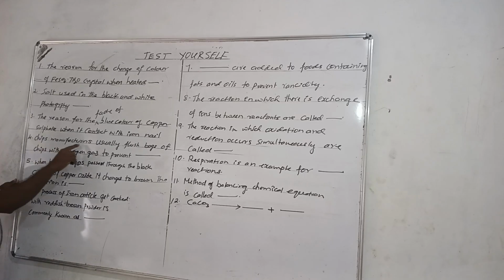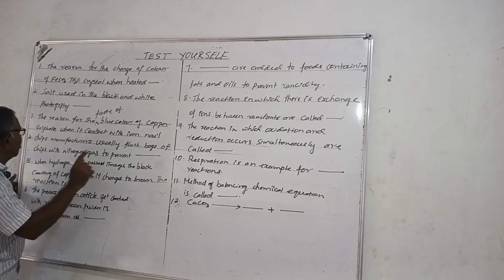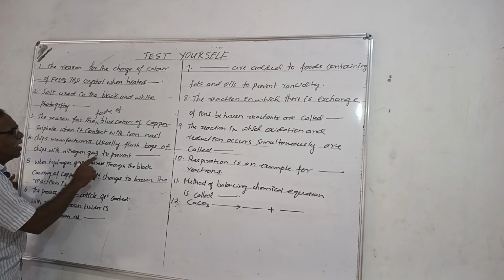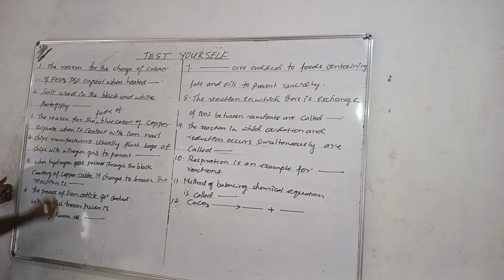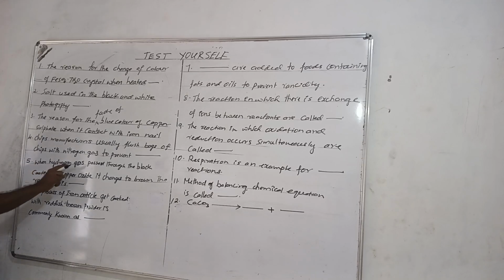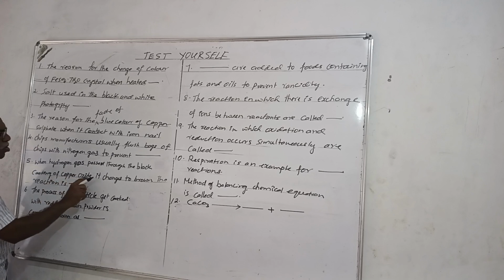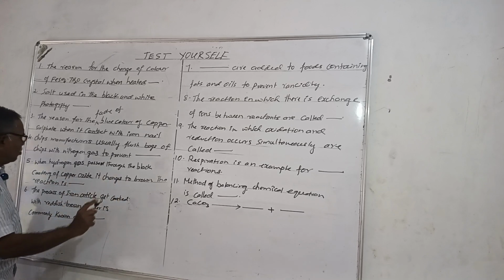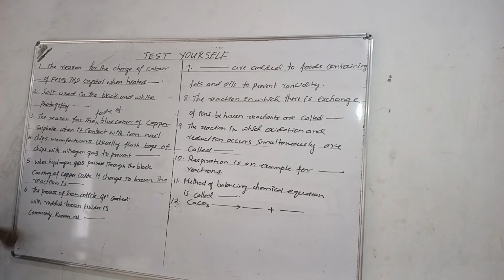Chips manufacturers usually flush bags of chips with nitrogen gas to prevent something. So why are they filling the nitrogen gas? You have to write the answer there. Next, when hydrogen gas passes through the black coating of copper oxide, it changes to brown. The reaction is what type of reaction? Reduction or oxidation? You have to write what reaction is actually taking place there.